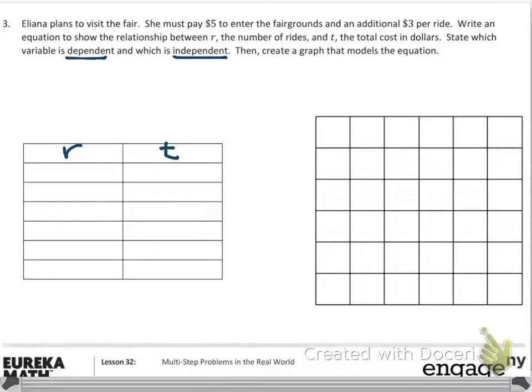And if you think of it the other way, R determines our total cost. T depends on the total number of rides that we choose. All right, so there we have it. We need to say, hey, what if we go on 0 rides? Well, if we go on 0 rides, it's going to cost us nothing per ride, so we're not going to pay the $3 per ride, this part. We're not going to pay that because we didn't go on any rides. But we still have to enter the fairgrounds, so it's going to cost us $5. Okay, $5. If we ride 1 ride, well, now we're going to pay the $3, and we got to get in, so that's $8.